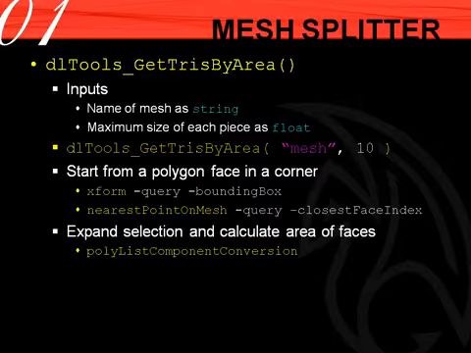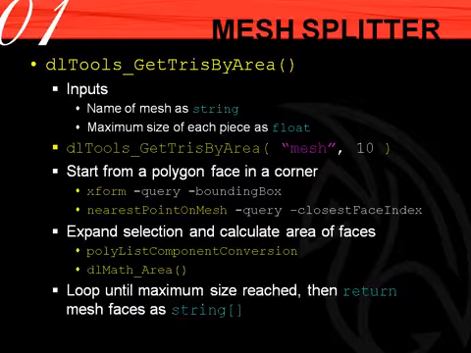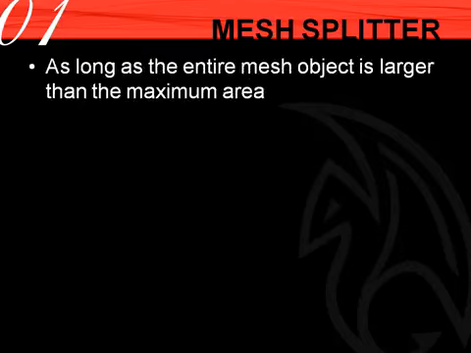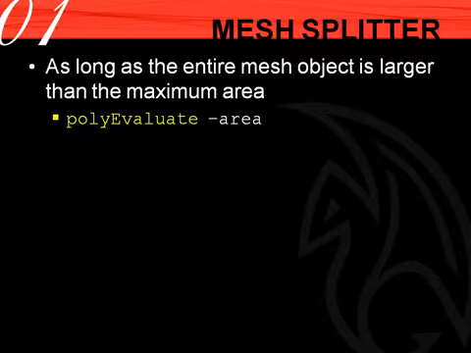And then you keep growing your selection and keep running dlmath area on each triangle in your selection until you reach your max. So again, you keep looping until you reach your max size, and then once you've reached your max size, you return all of the names of those faces, those triangles, as a string array. So here's essentially what the loop would be going through when you run this command. First of all, you want to find out if your entire mesh is already larger than your maximum area.